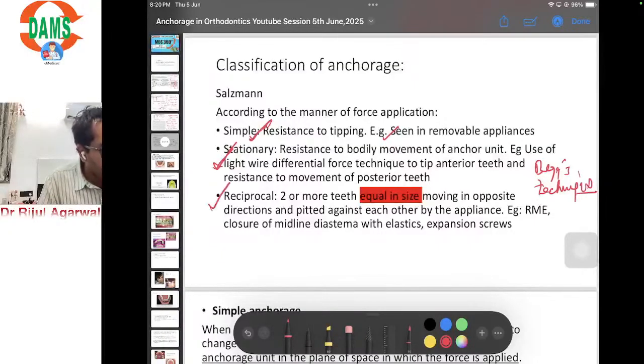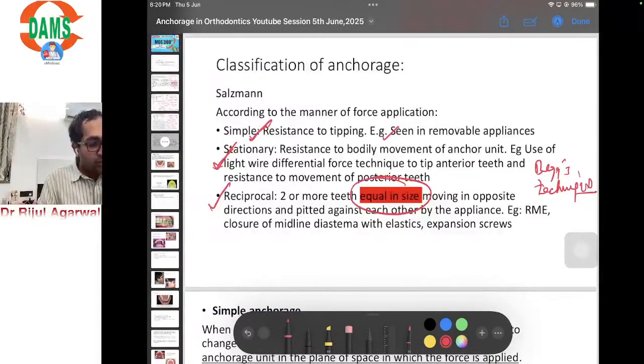And lastly, reciprocal anchorage. Here I have highlighted one word, that is equal. Two or more teeth equal in size moving in opposite directions and pitted against each other by appliances. Examples are RME, that is rapid maxillary expansion, and closure of midline diastema with elastics and expansion screws.